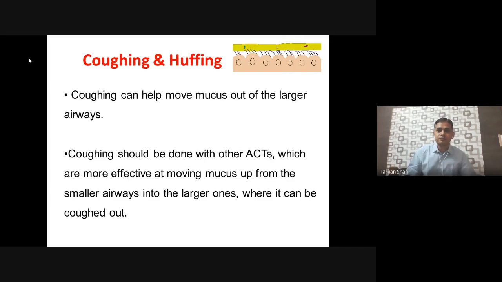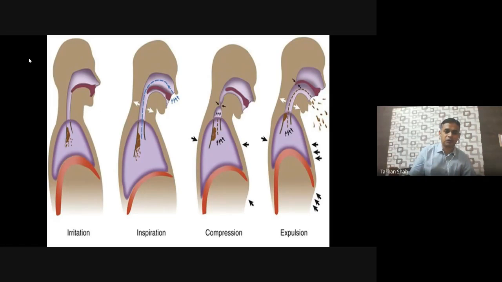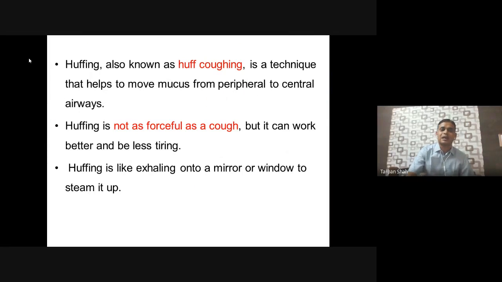the coughing. Okay, so coughing can also help to move the mucus out of the larger airways, but only up to the seventh generation. Beyond that, it will not be helpful. So this diagram shows the different phases: irritation, inspiration, compression, and expulsion. Huffing is also known as huff coughing. It's like, see, you are exhaling onto a mirror or window to steam it up.